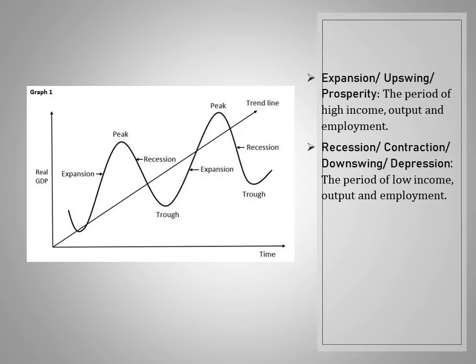We can see the main two phases in our business cycle. The first is the expansion, or we can say it is an upswing or the prosperity phase, where the income, output, and employment of the economy are moving upwards. On the other hand, the phase of recession, contraction, downswing, or depression is the phase of low income, employment, and output.